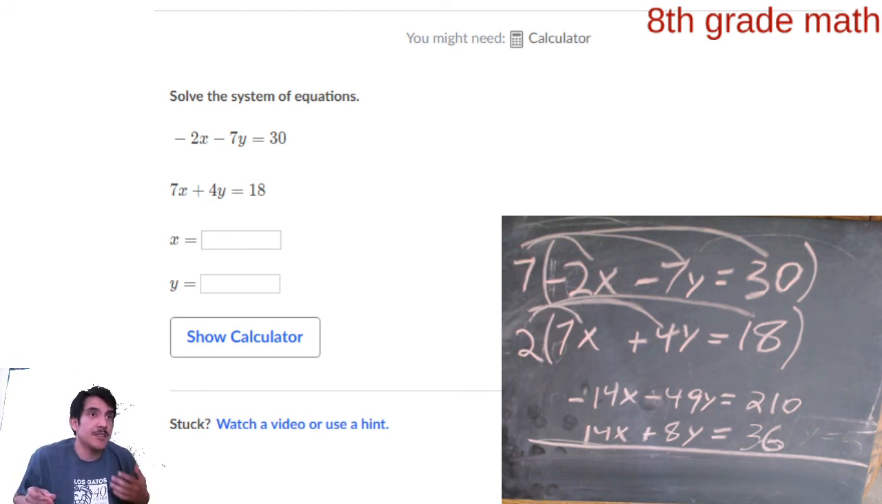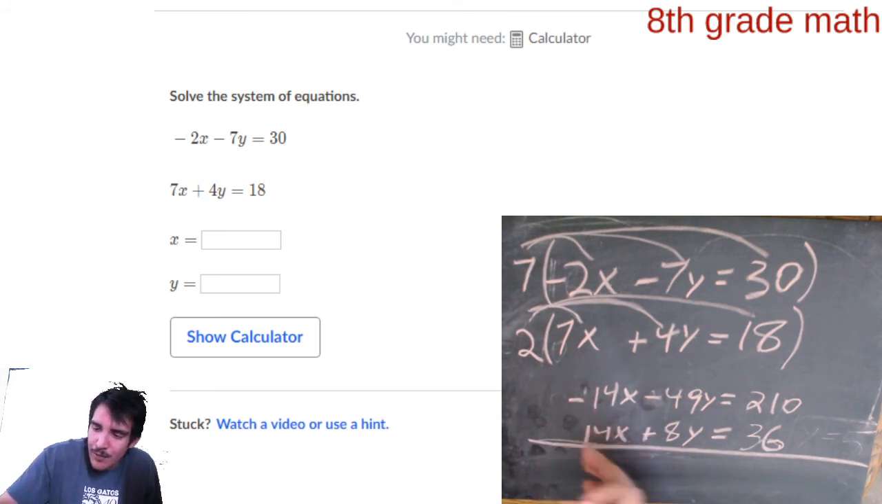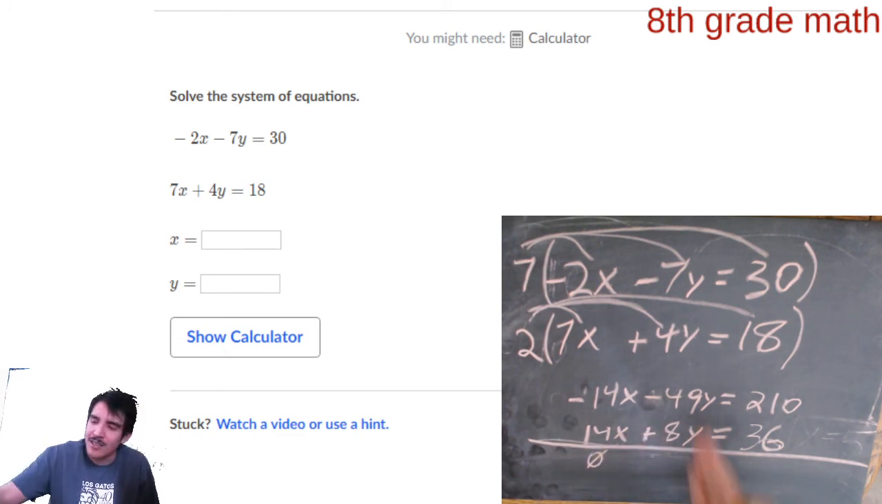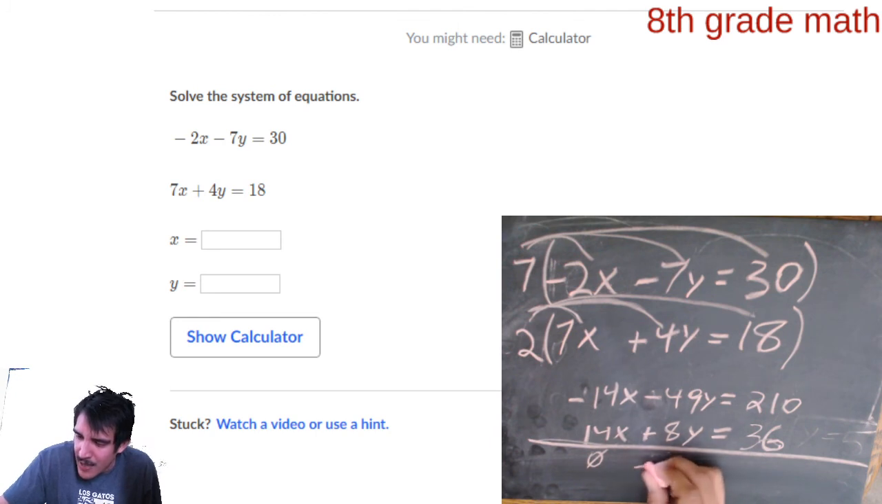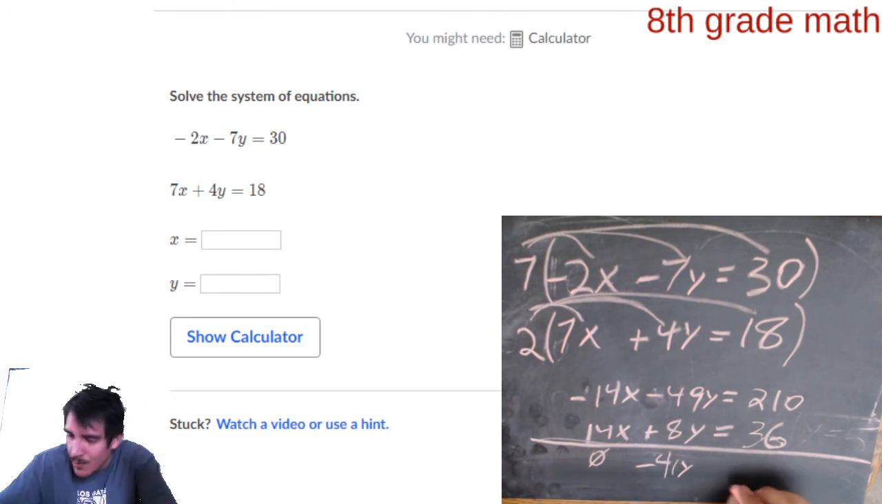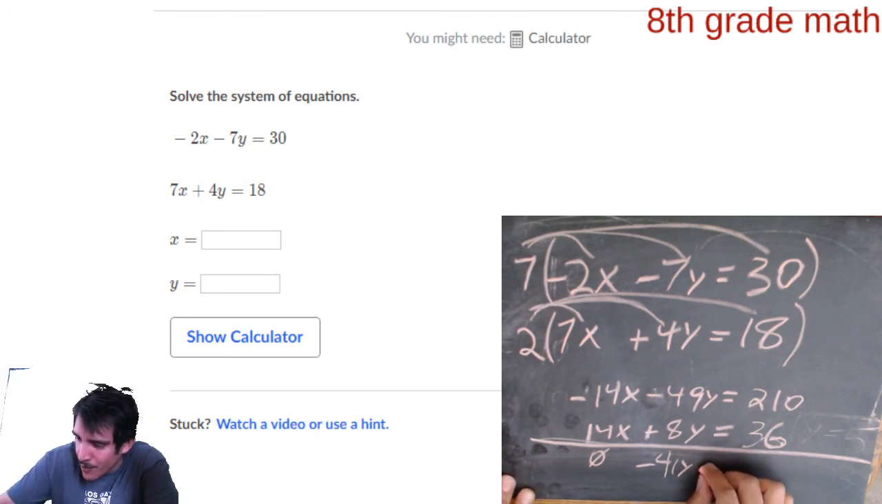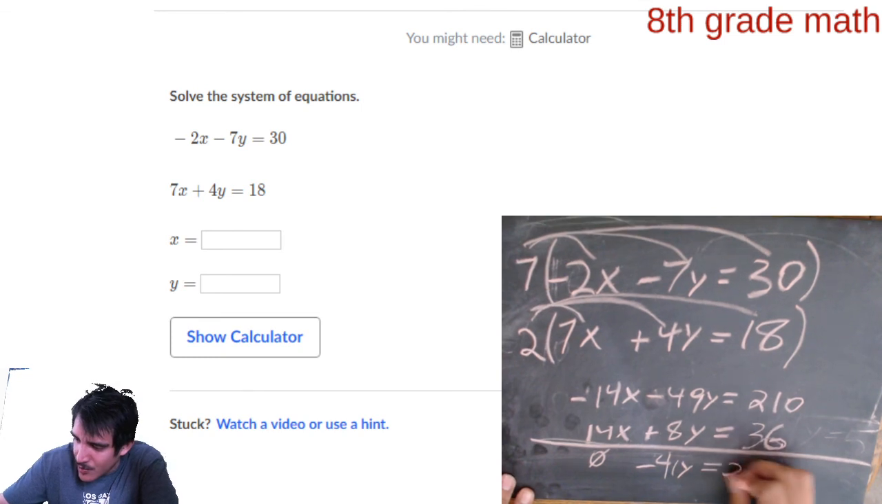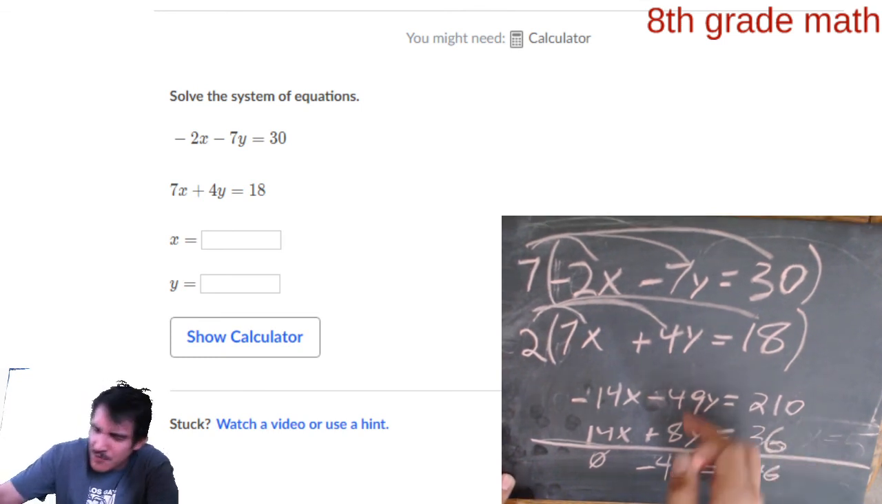Okay? Now that that has been fixed, and I think all the rest of the math is correct, let's redo this calculation carefully. Negative 14x plus 14x, that was fine. Those cancel. The only thing that's going to be different is this. Negative 49y plus 8y. If you do that, I believe you will get negative 41y. And then on this side, you still get 246. So the only thing that changed was this y part.